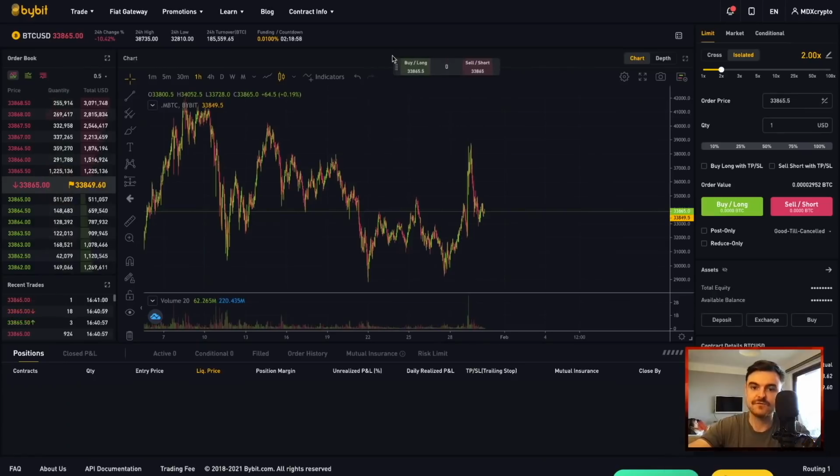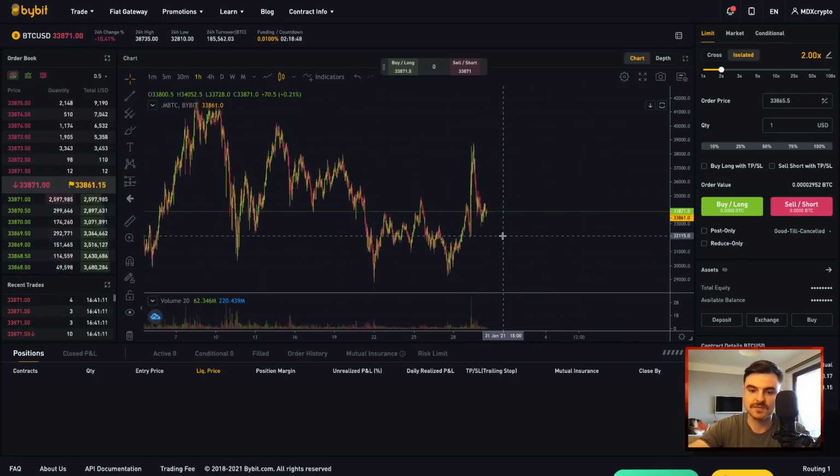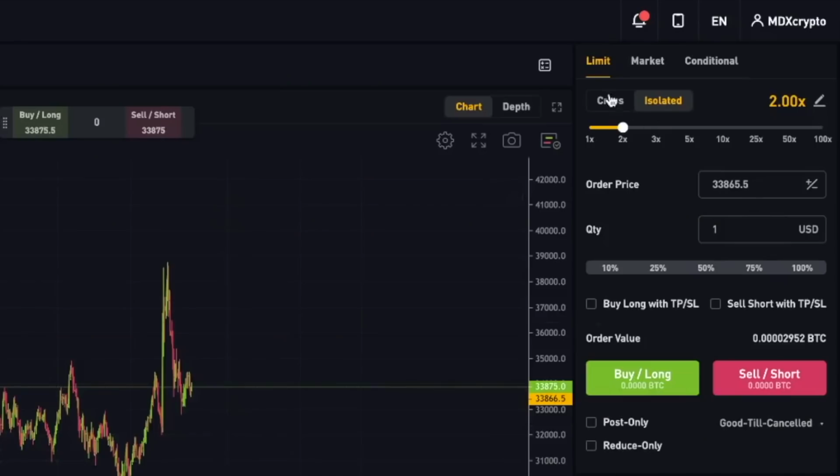Now, there's a few things you want to know about limit orders, because when you limit order, you're basically creating the market. So if you think in the future Bitcoin's going to drop down and you want to buy at a future price, you click on limit, you go up here, you click on your price, whatever price you want to get in. So say you think that Bitcoin's going to go to $30,000. You just type in 30,000. You type in the quantity you want.